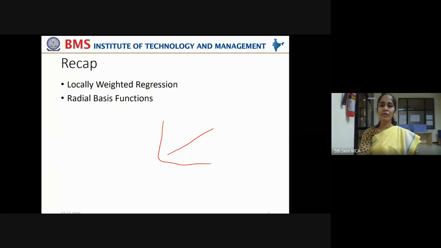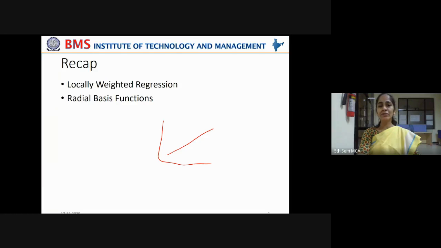If the machine learning model is trying to classify something, then it is called locally weighted classification. In that case, we take the weights of the nearest neighbors and try to predict the class to which the new instance belongs. And in this instance-based learning, in the beginning class, we covered k nearest neighbor. In the later class, we covered locally weighted regression and radial basis function.